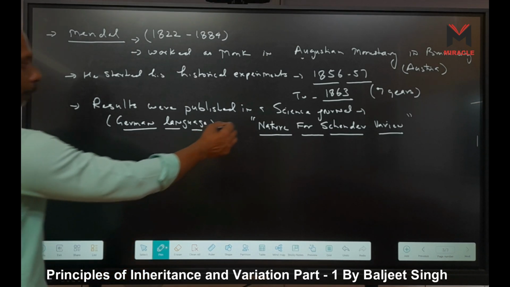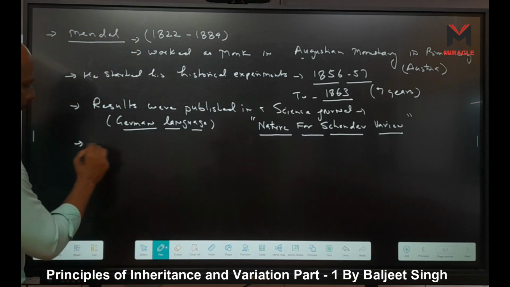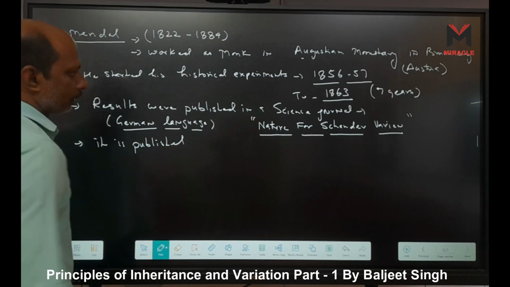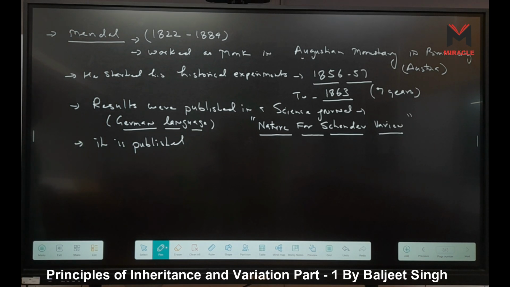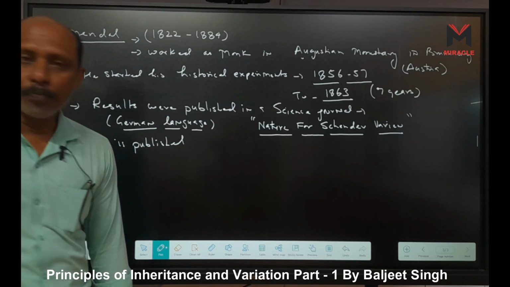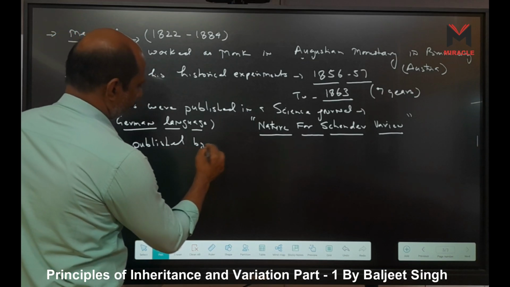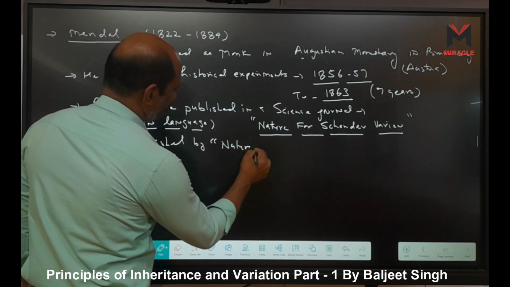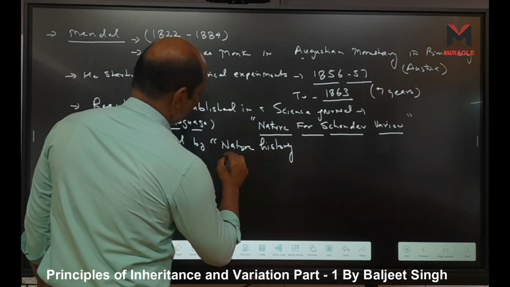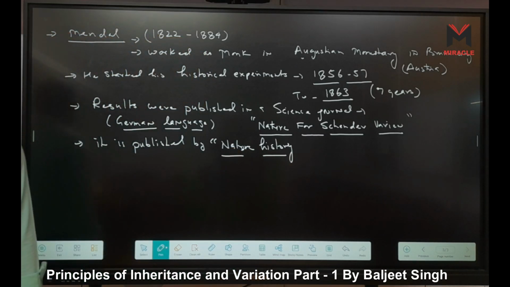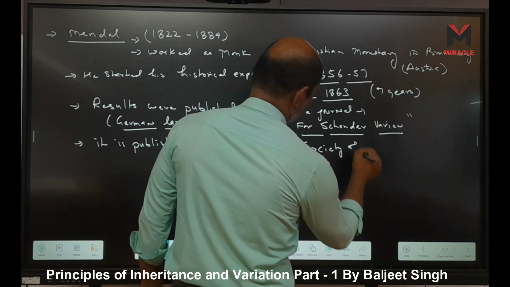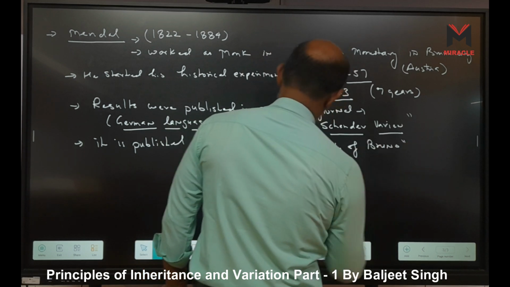Who published this journal? It is a science journal, Naturforschender Verein. It is published by the Natural History Society of Brno, right? Published by the Natural History Society of Brno.